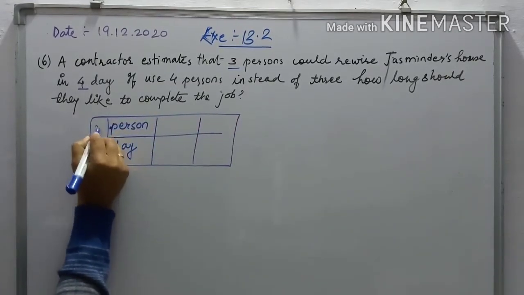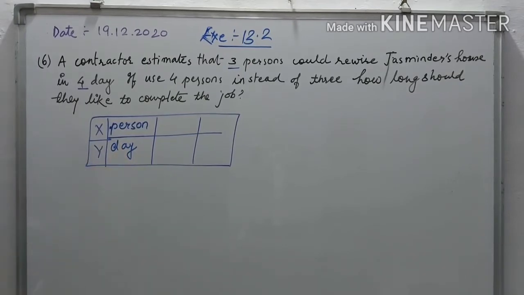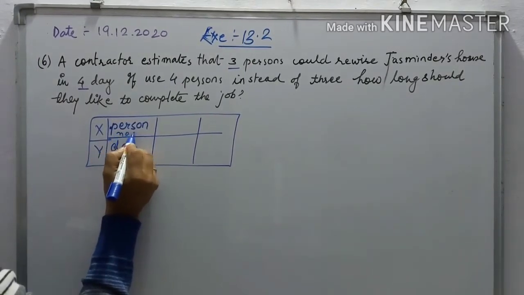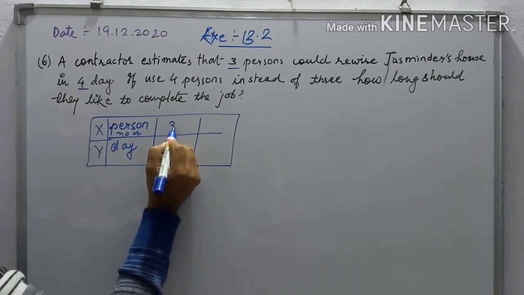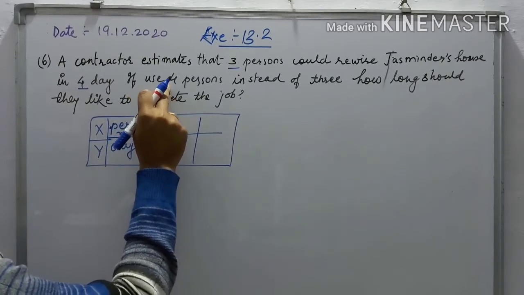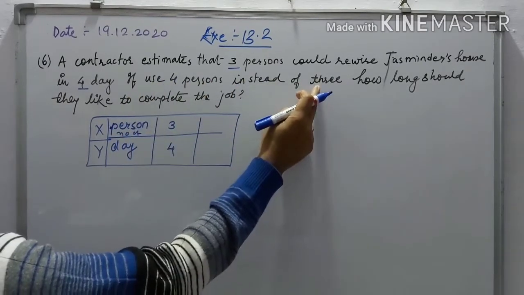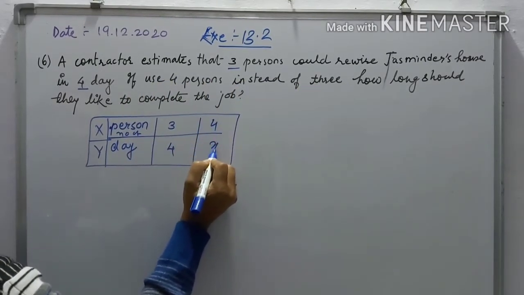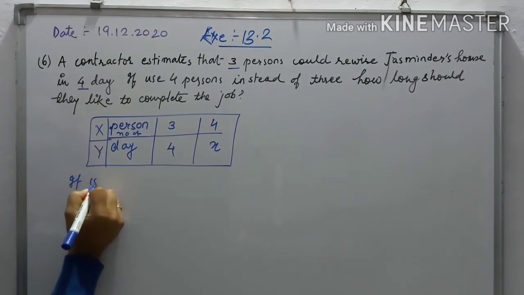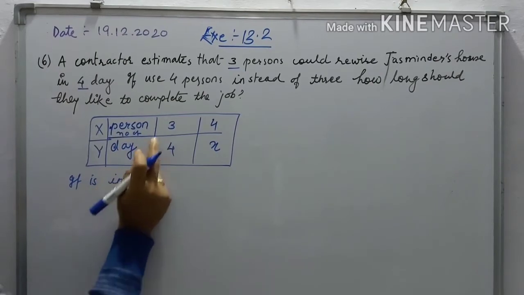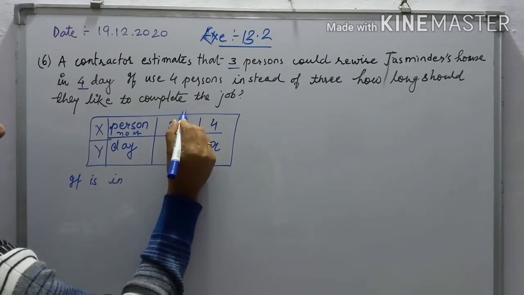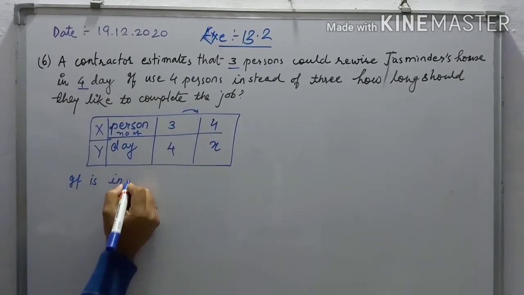And the first quantity will be capital X and the second Y. Okay, now the number of persons is 3, the number of days is 4, but the number of persons will increase, in place of 3 it is 4, that is the value of X. So you write it is inverse, because this quantity is increasing and this quantity is decreasing.